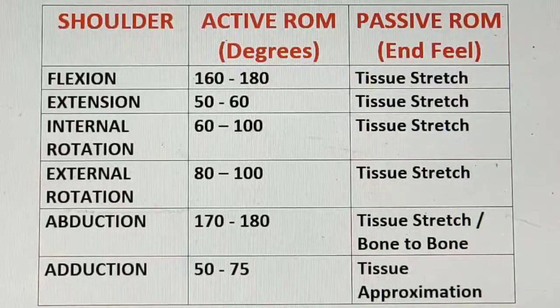There's no restriction. Now for the adduction of the shoulder joint, the active range of motion normal values in degrees should be 50 degrees to 75 degrees, and the passive range of motion value or the end feel should be tissue approximation. Tissue approximation is when the movement is stopped by tissue, so the tissue stops the movement from going further, from moving more range of motion. So that's tissue approximation.